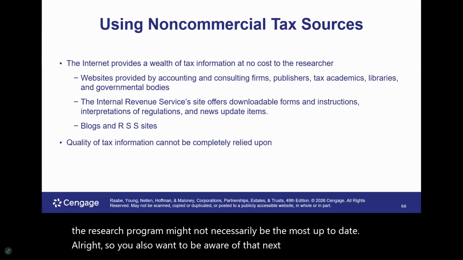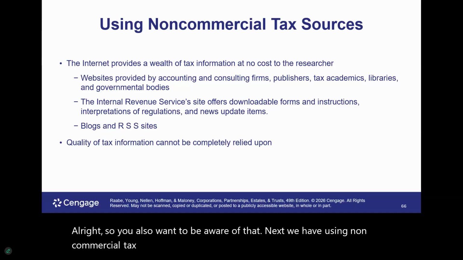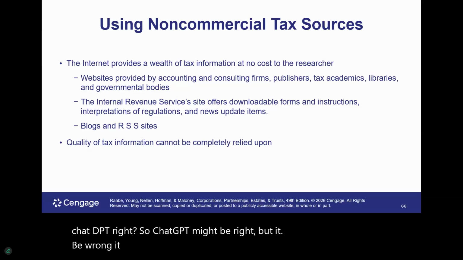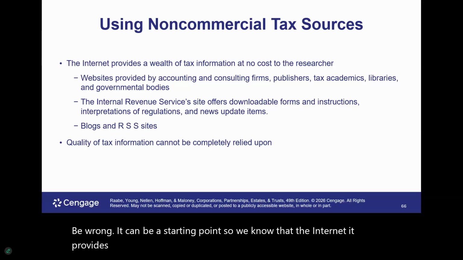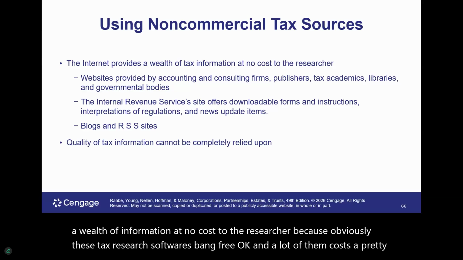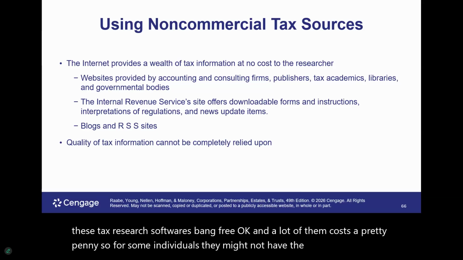Next, we have using non-commercial tax sources. Again, this is like what I was mentioning with ChatGPT, right? ChatGPT might be right, but it might be wrong. It can be a starting point. We know that the internet provides a wealth of information at no cost to the researcher, because obviously these tax research softwares aren't free, okay? A lot of them cost a pretty penny. So some individuals might not have the money, right? So they use the internet.